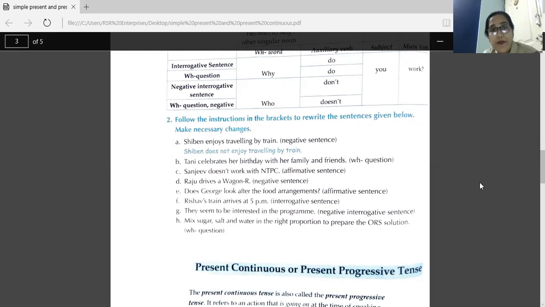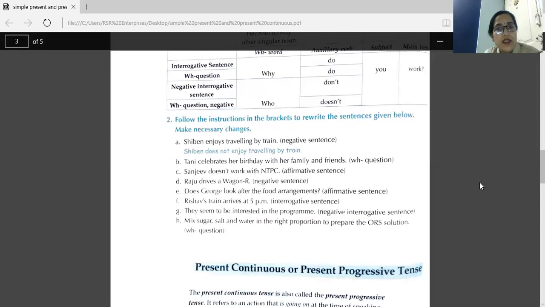Full stop. Next one. Rishabh's train arrives at 5 p.m. You have to change it to interrogative. So the interrogative will be, does Rishabh's train arrive at 5 p.m.? Because a WH word is not given there, and a WH question is not written there, so we are changing it this way. But you can write it this way also by using a WH word: when does Rishabh's train arrive?